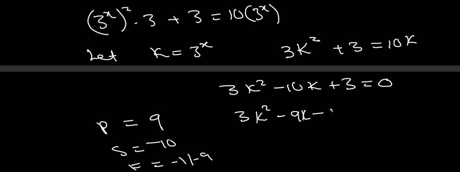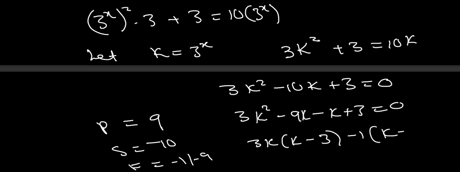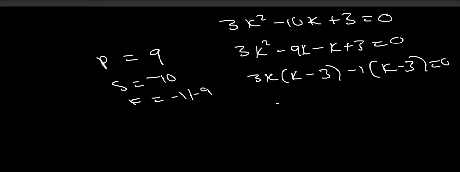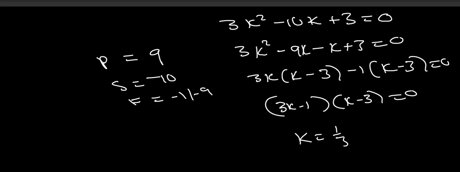Negative 9, then minus this, then this is plus k is equal to 0. This will be 3k, you have k minus 3. Minus 1, there's a k minus 3 there. This is equal to 0. This is just 3k minus 1, and you have a k minus 3 is equal to 0. Solve this, k gives you 1 over 3. Solve this, k gives you 3.